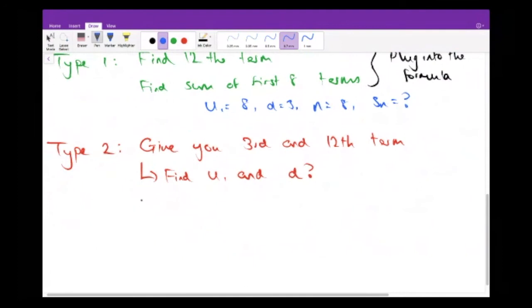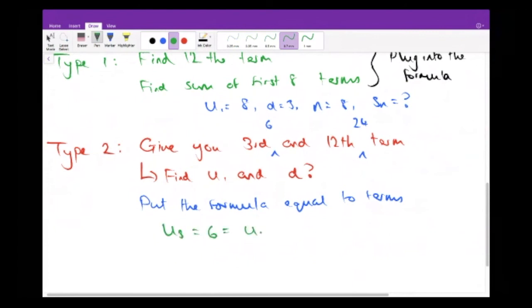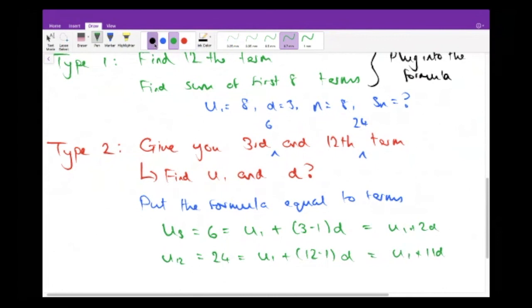And what I recommend you do is put the formula equal to the terms. So for example, if we're given that the 3rd term is 6 and the 12th term is 24, then I would say that u3 equals 6, and then put the formula in. So that's going to be u1 plus 3 minus 1 lots of d, and then u12 equals 24, and that's equal to u1 plus 12 minus 1 lots of d. So this is u1 plus 2d, u1 plus 11d, and from here we can solve these equations simultaneously.